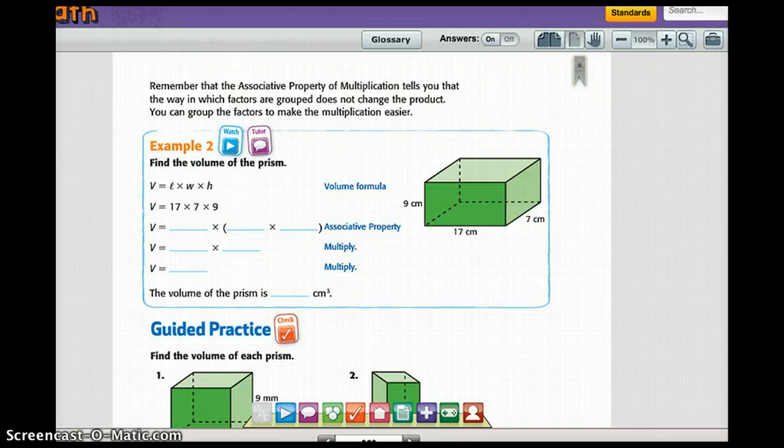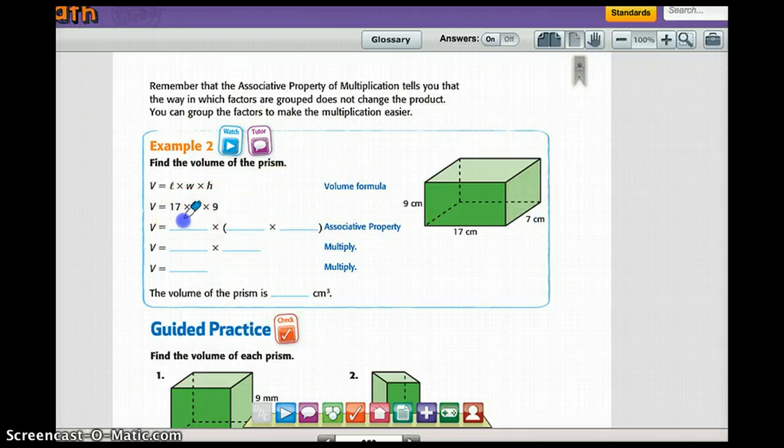So that's what they're talking about with base and length times width or length times height, whichever order you do it in, and the grouping that you do is not going to change it. So in this case, finding the volume of this, we're going to do the length, which is 17, the width, which is 7, and the height, which is 9 here. So 17 times 7 times 9.